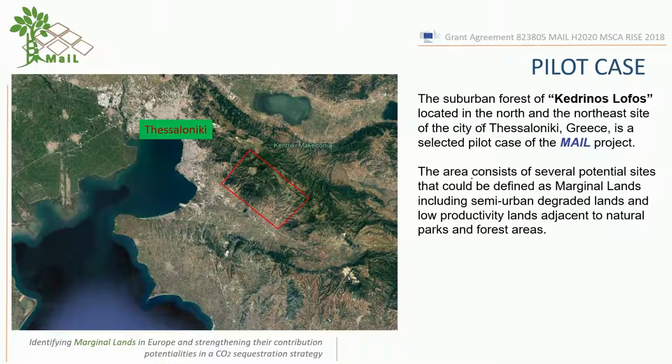The proposed methodology will be applied in one of the pilot cases of the MaiL project, and more specifically in the suburban forest area of Kedrinos in Thessaloniki, Greece. The area consists of several potential sites that could be defined as marginal lands, including semi-urban degraded lands and low productivity lands adjacent to natural parks and forest areas.